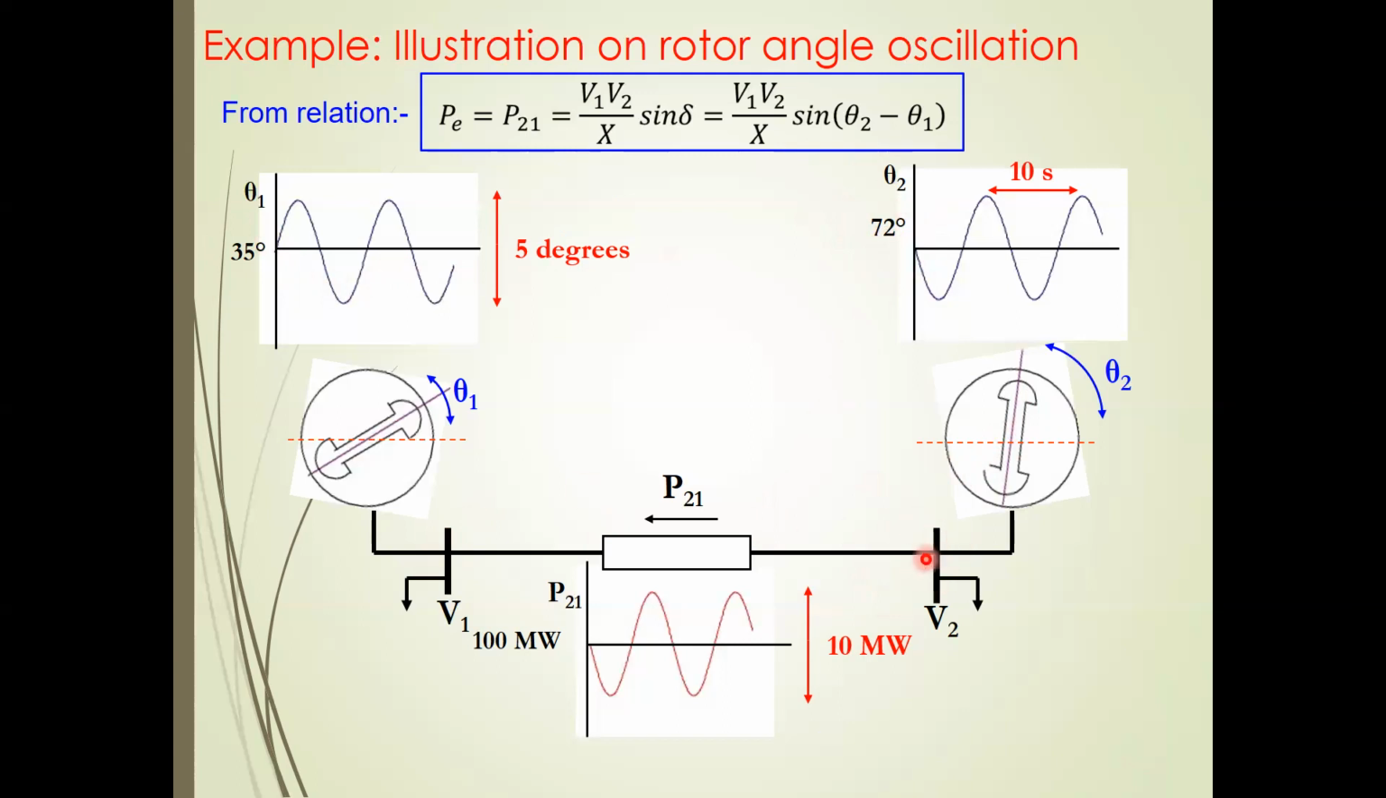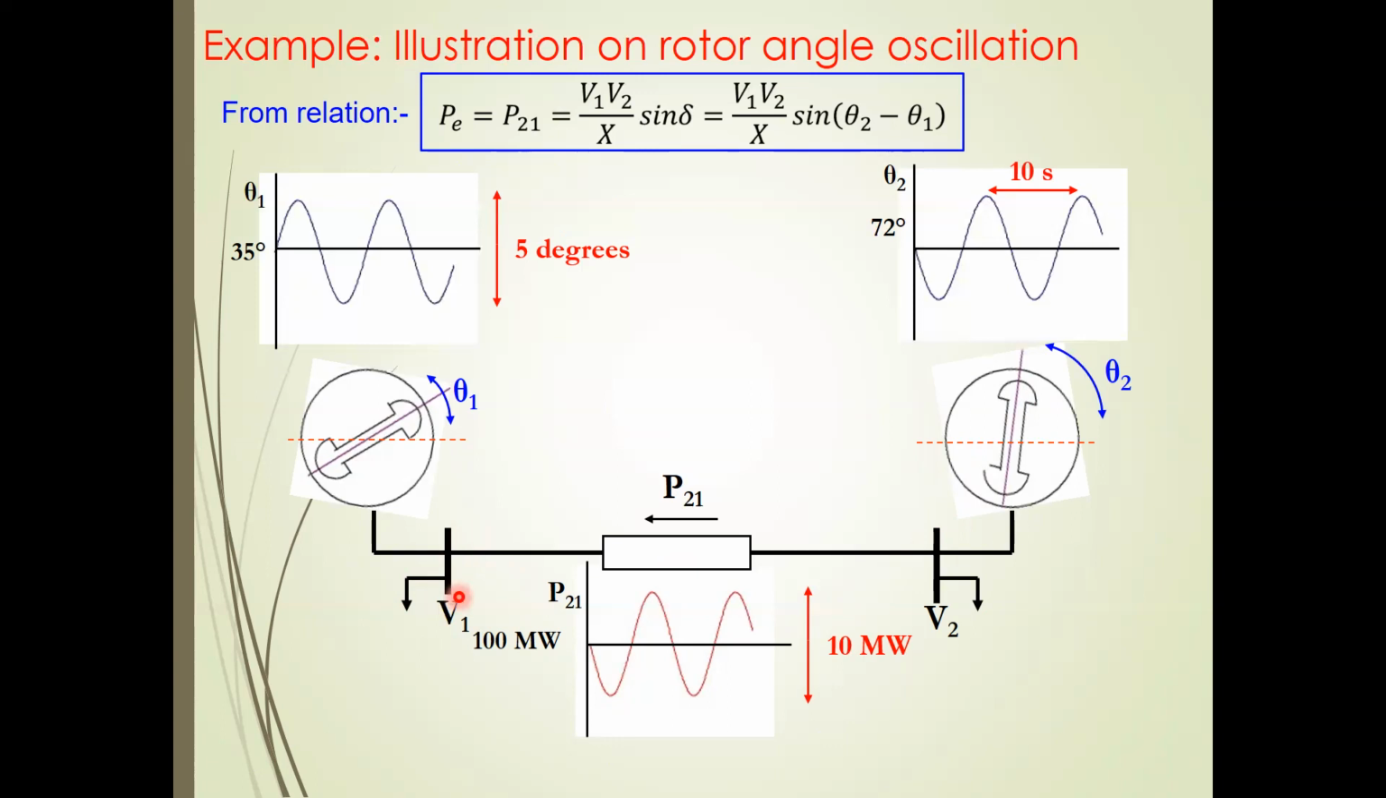Remember one thing: let's say this is the generator connected to this bus, and this is another generator connected to this bus. Now what will be the bus voltage? Will it be the same or different? It will be different, because there is some power flow between them, so there must be some voltage difference. There will be some voltage drop.